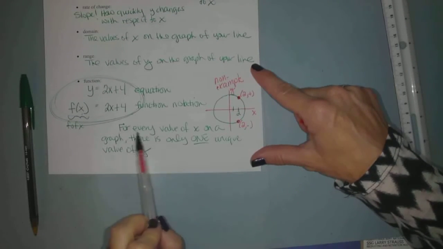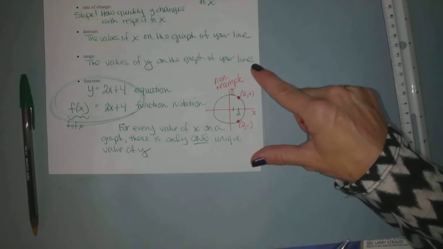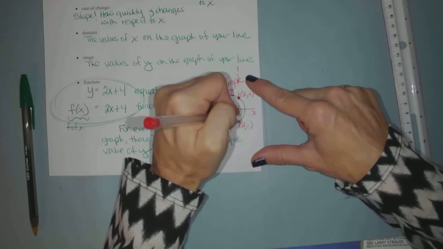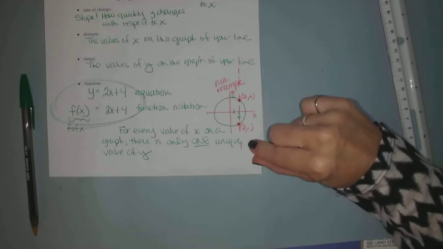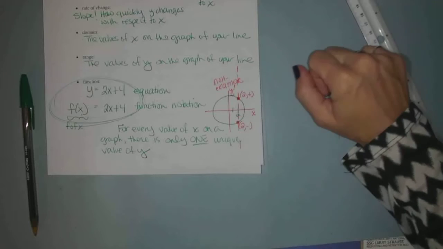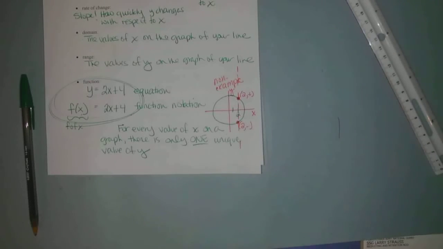For this one, it looks like this value of x has 2 values of y. And again, if you draw that vertical line down through here, you see it strikes twice. So that's called the vertical line test. And if it strikes 2 or more times on a graph at any given value of x, it's not a function.